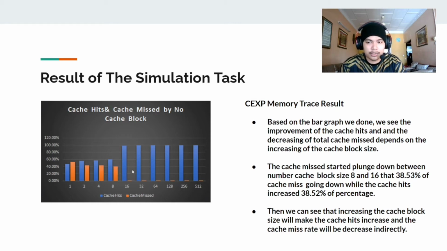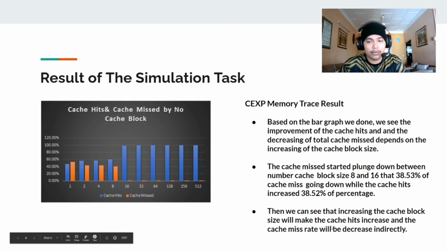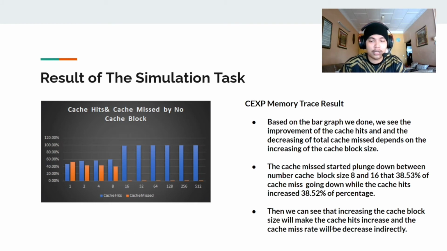The percentage for size 8 is 38.53%, while for cache size 16 it is 38.52%. It is quite a bit different in the percentage. Then we can see that increasing the cache block size will make the cache hits increase and the cache miss rate decrease indirectly.